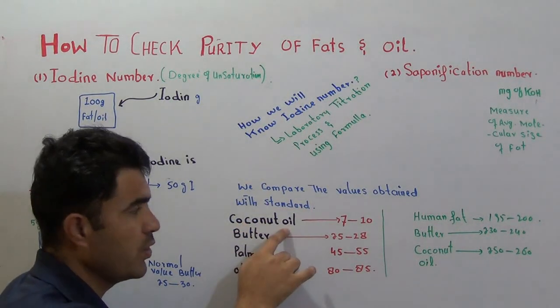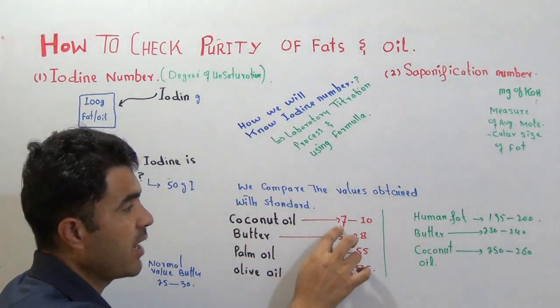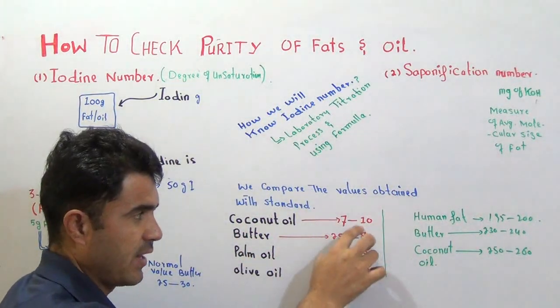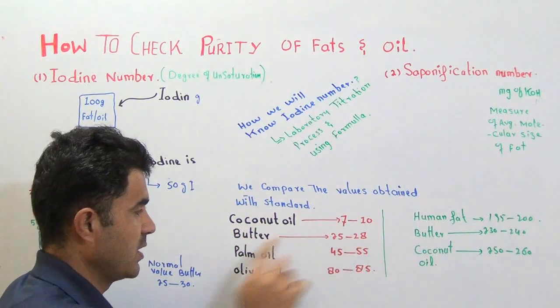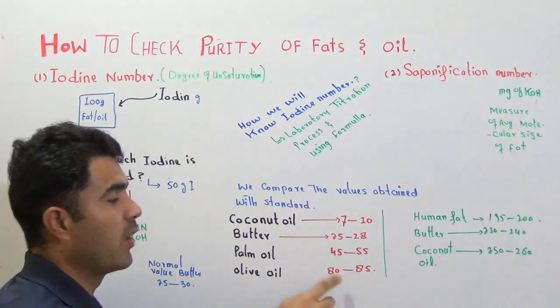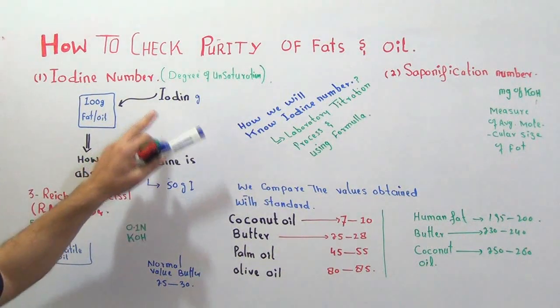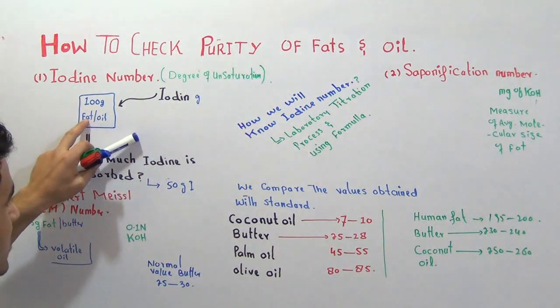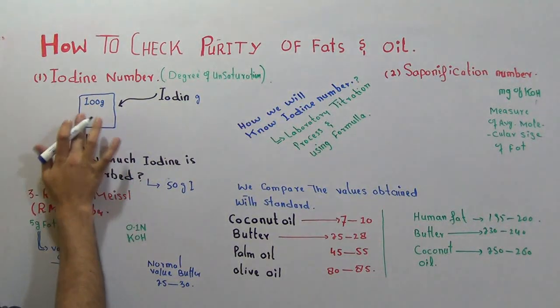Let's suppose the original coconut oil has an iodine number of 7 to 10. Similarly, butter has 25 to 28, palm oil has 45 to 55, and olive oil has 80 to 85. Now let's suppose here you have palm oil.